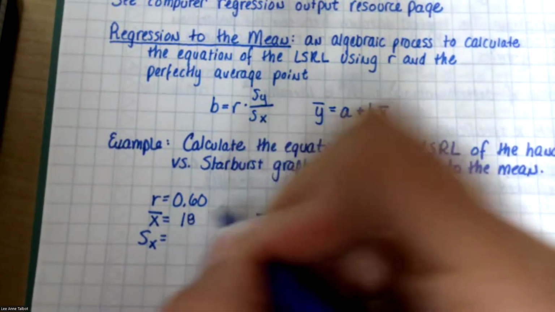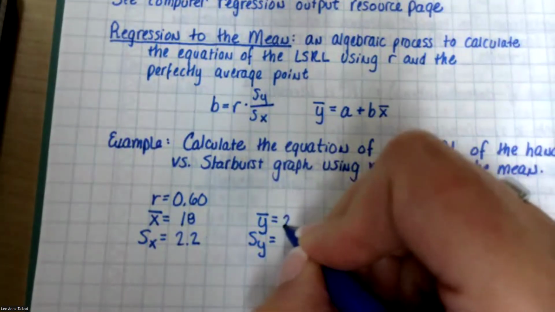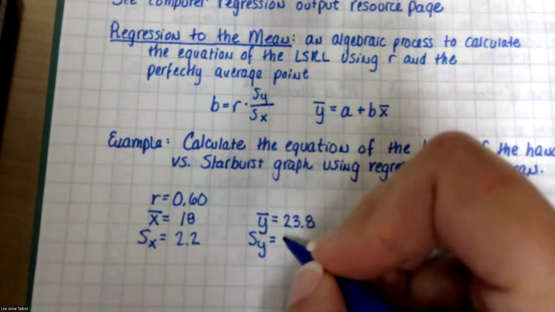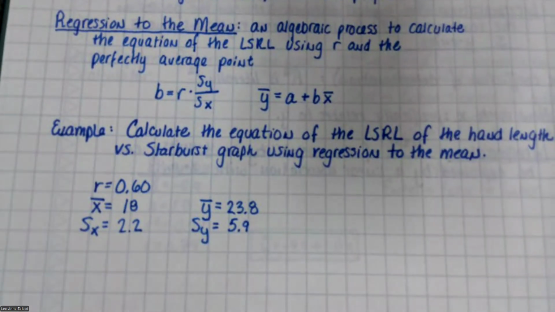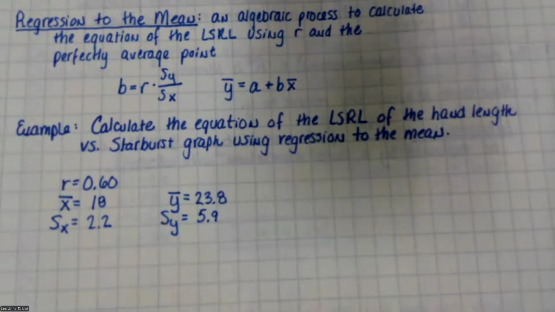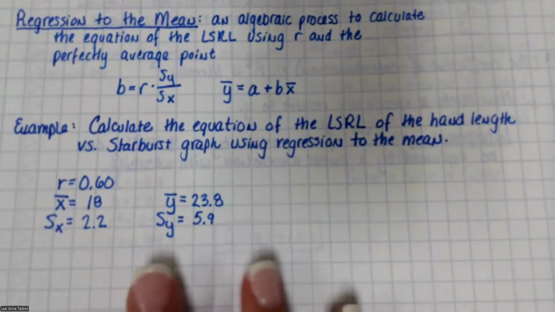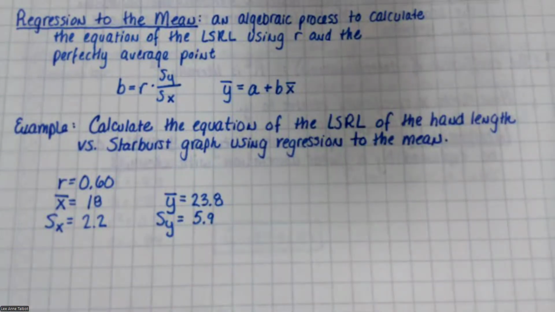So 18, 2.2, 23.8, 5.9. Okay, now I have to be honest and tell you that I hate when people say that, and I just said it. But most of the time when you do a regression to the mean problem, they give you these 5 things and you just do the algebra. You don't have to do it based off of a table. Because why would you? The calculator will do this for you.